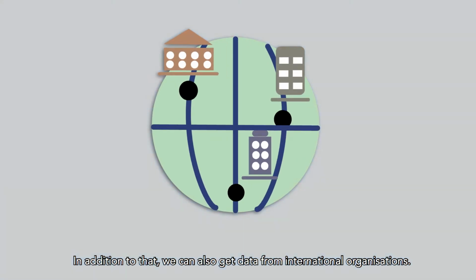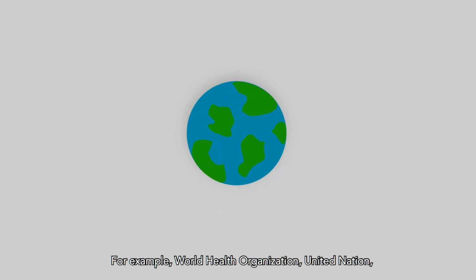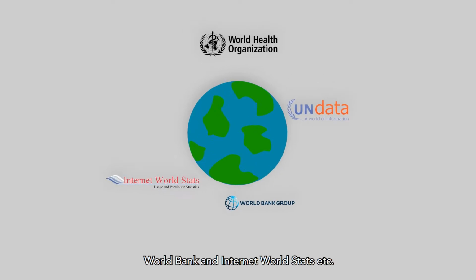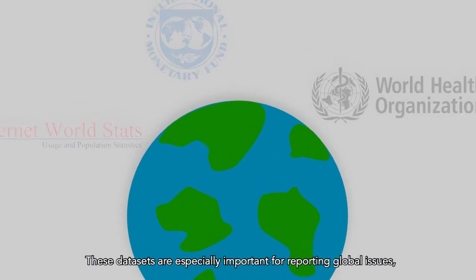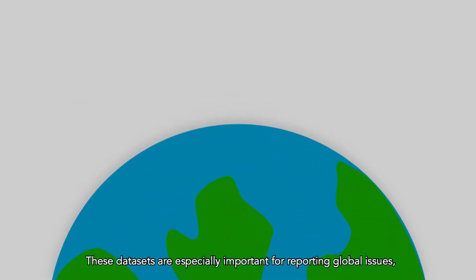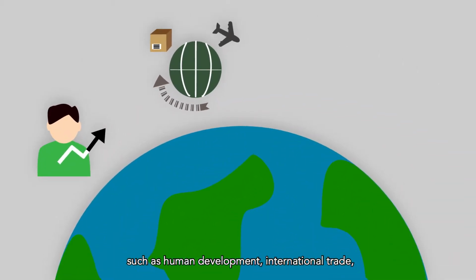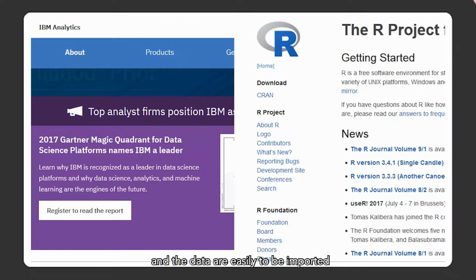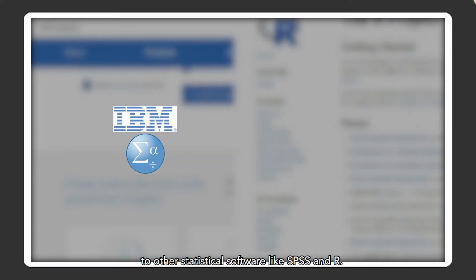In addition to that, we can also get data from international organizations. For example, World Health Organization, United Nations, World Bank, and Internet World Stats, etc. publish global data regularly on their websites. These datasets are especially important for reporting global issues, such as human development, international trade, global economics, and inequalities. They are free, and the data can be easily imported to other statistical software like SPSS and R.